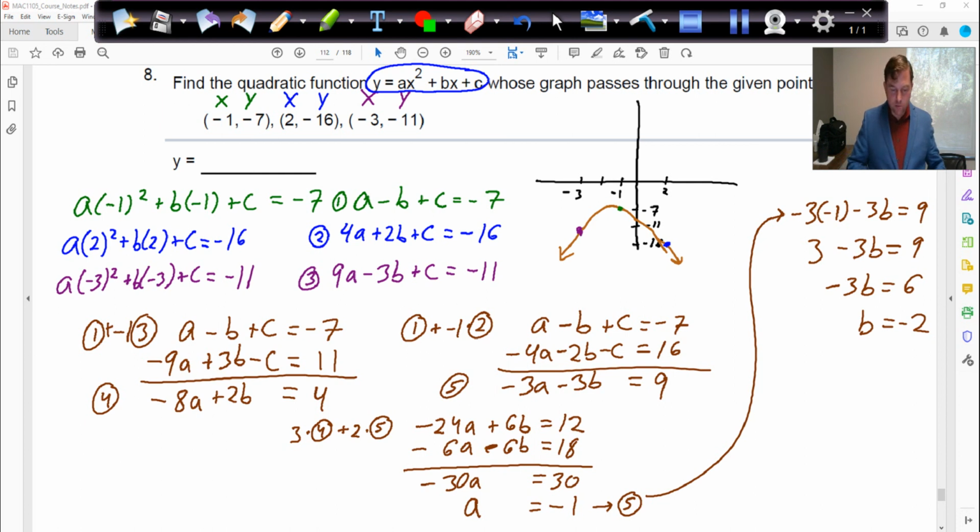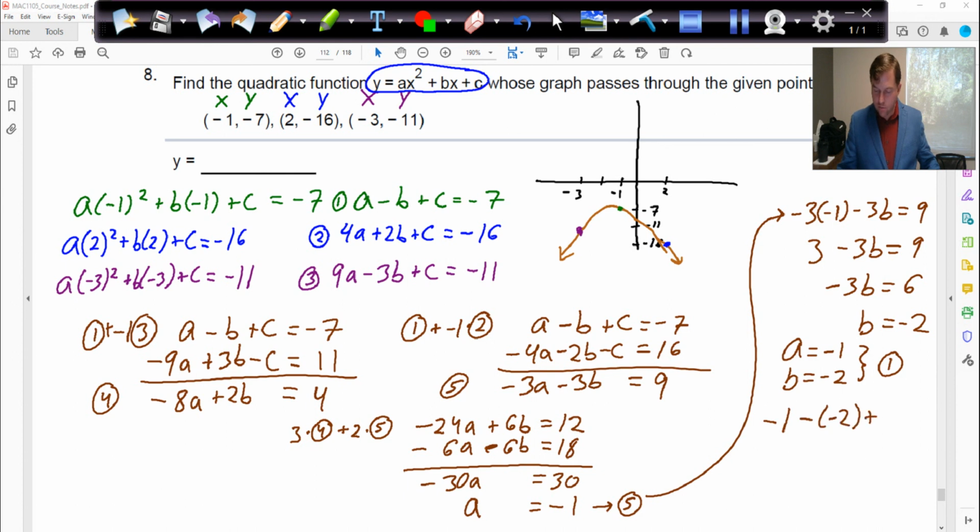Okay, and now we can plug this into 1. Let's say it's the simplest one. So let's take a is minus 1 and b is minus 2 and plug those into equation 1. Equation 1 says a minus b, so minus 1 minus b, which is minus 2, plus c has to equal negative 7. This would be minus 1 plus 2 plus c equals minus 7. This would be 1 plus c equals minus 7. Subtract 1 from both sides. C is negative 8.